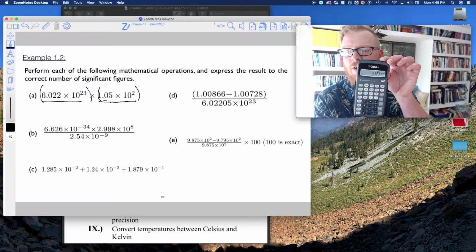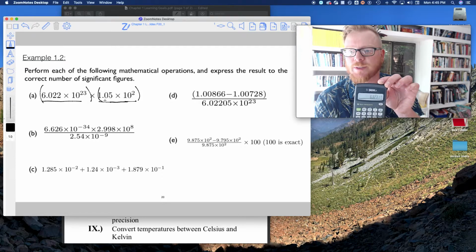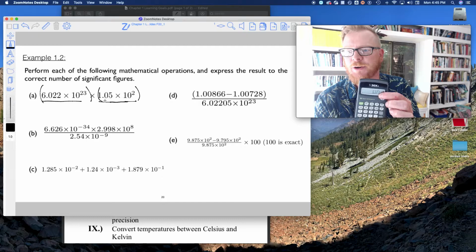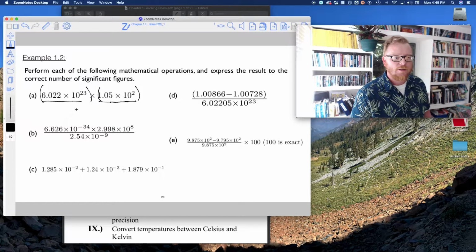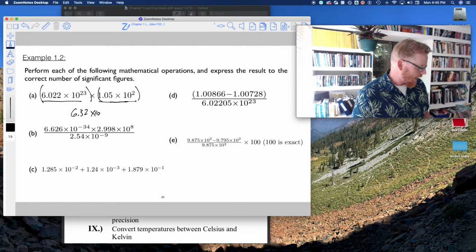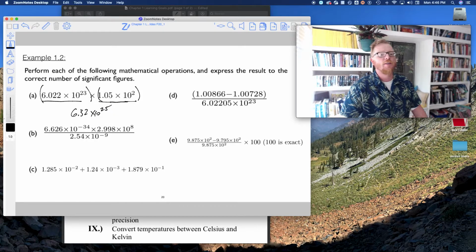6.3231 times 10 to the 25. We recognize this should only have 3 significant digits, so it's going to be 6.32. This extra 3 right here is less than 5, so it's not going to influence this 2 to round up. Okay? So that is 6.32 times 10 to the 25.